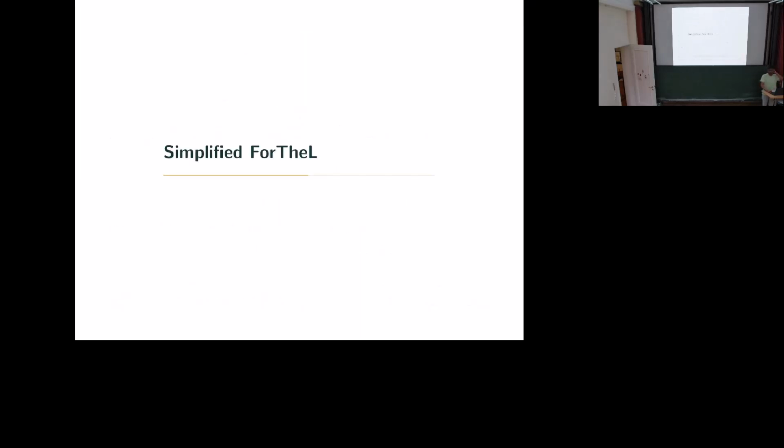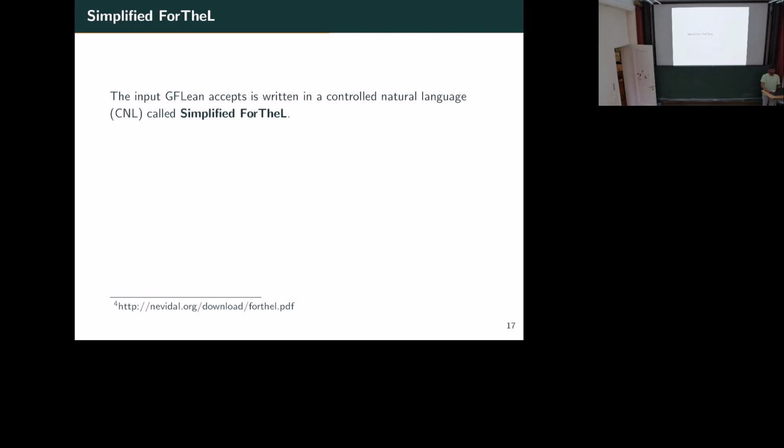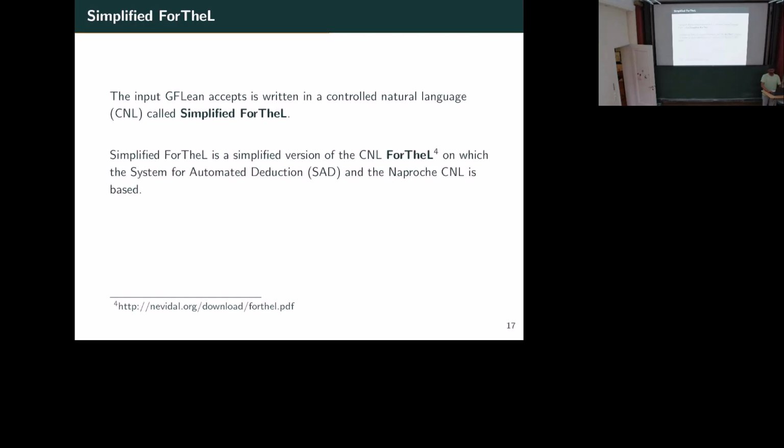Now some words on the English, the controlled natural language that GFLean takes. We call it simplified FORDL, and it's based upon FORDL, on which the input language of SAD and also NAPRO are based. We call it simplified FORDL because we first started with FORDL, but then thought we should start with a smaller subset of it, so it's actually a very simplified version of FORDL. The GF implementation has already been done by Frederik Schaffer, so we took the GF implementation of FORDL, and from that we created the simplified FORDL in GF.